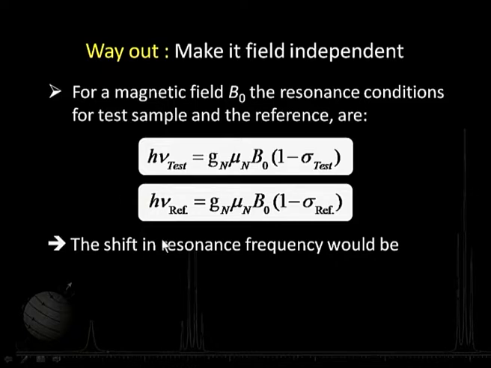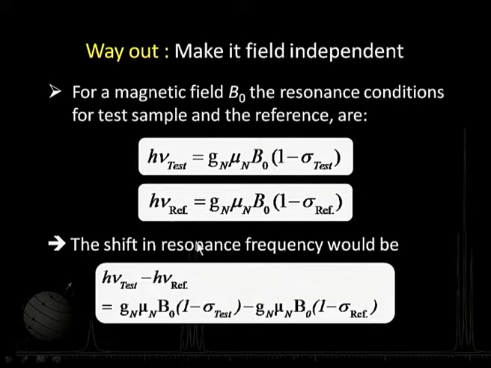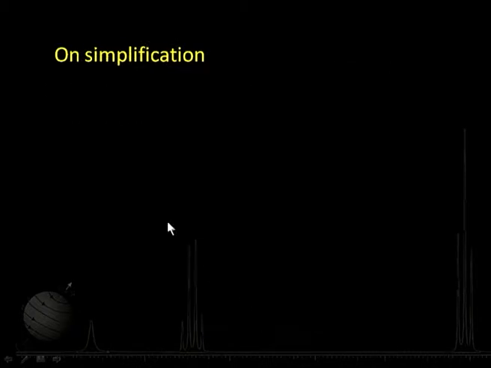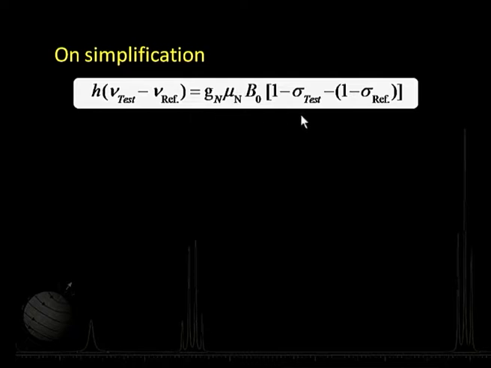So, if I want to talk about that, I have to talk about what is the shift in the resonance frequency, because chemical shift is shift because of the chemical nature, and that shift now we are measuring with respect to the reference compound, that is my TMS here. If I do that, I find that h nu test minus h nu reference, I can just substitute the things here and simplify it.